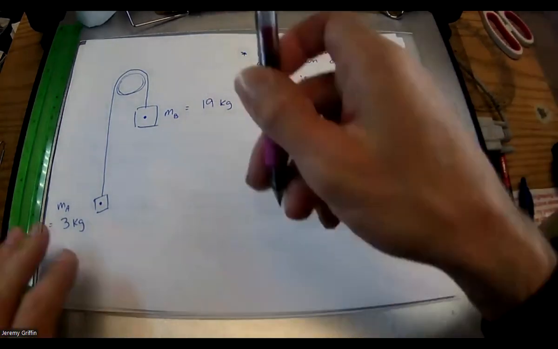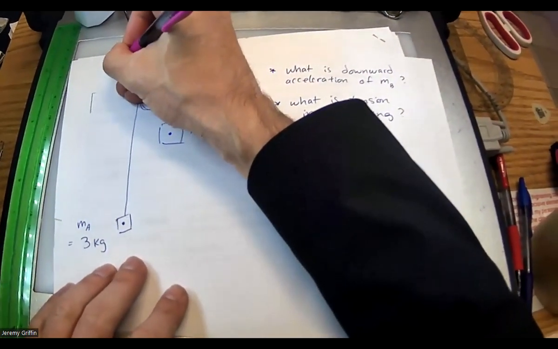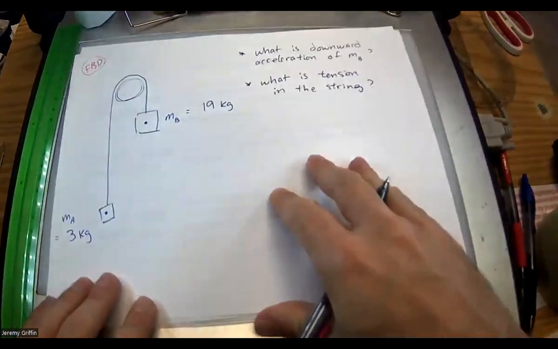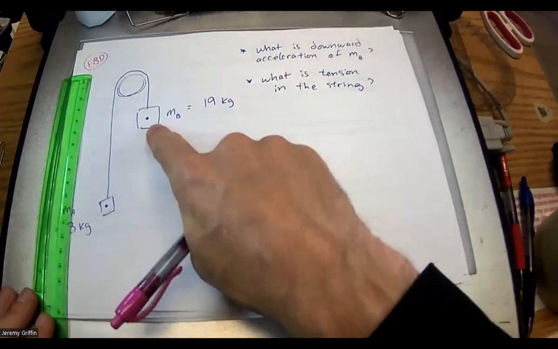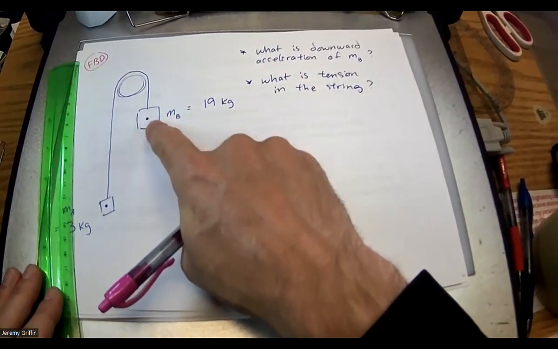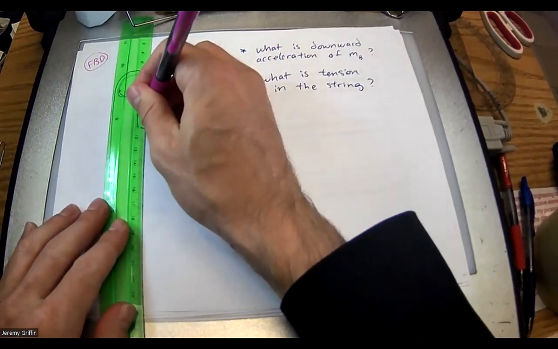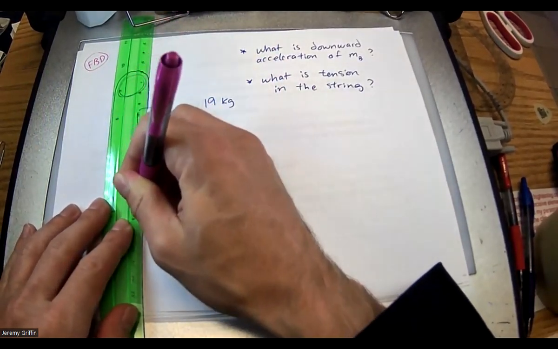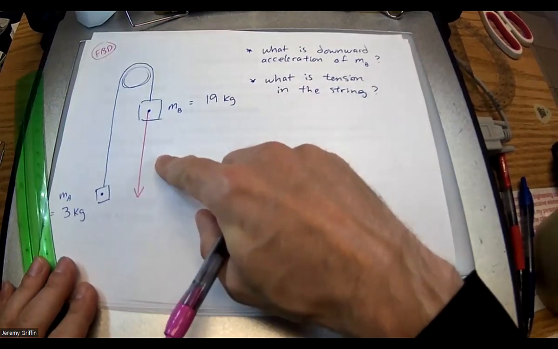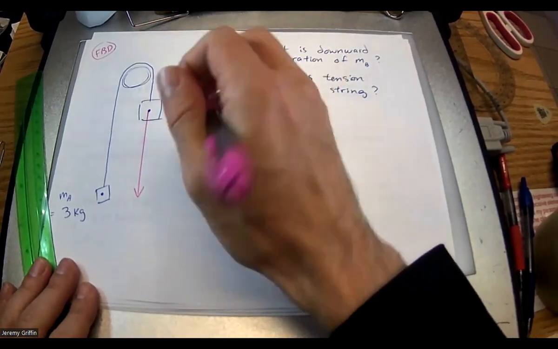All right, so let's get some forces, free body diagram, get some forces going on. Well, guys, what's one force on this guy? How about a weight, right? Weight straight down. What's the weight equal to? How many newtons of force? Approximately.